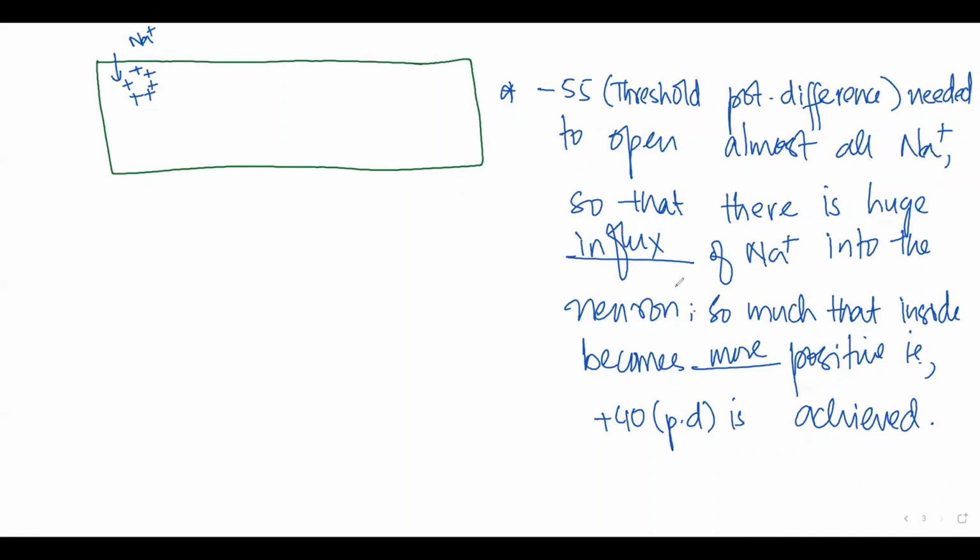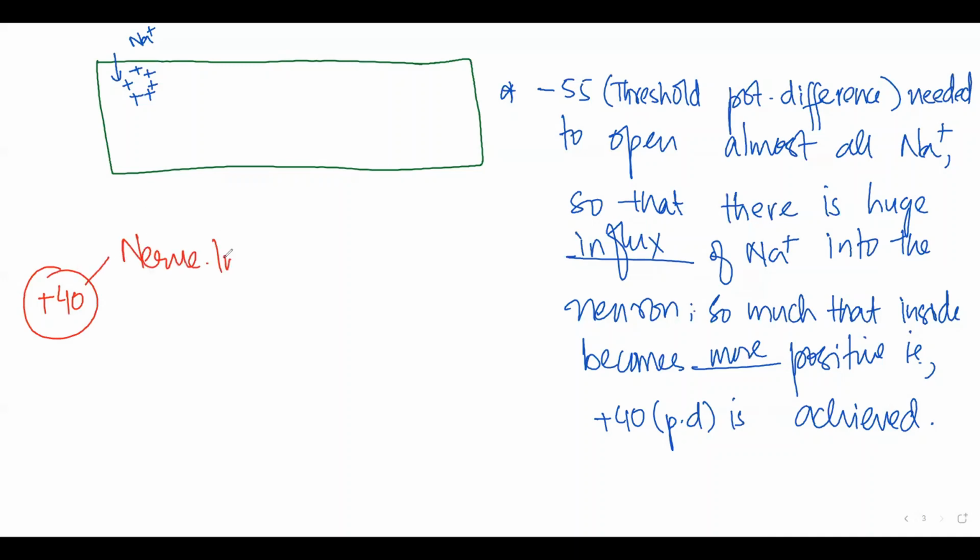There is huge influx of sodium ions. So much sodium ions move in that now inside becomes more positive than outside. Are you there? And we say that the potential difference of +40 has been achieved. And this potential difference of +40 is called nerve impulse. What is this? This is called nerve impulse.